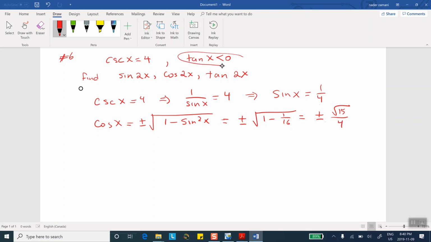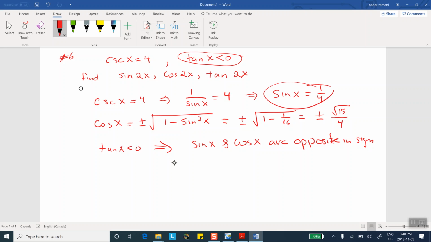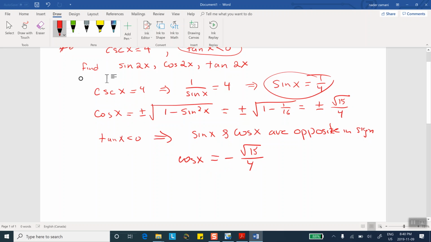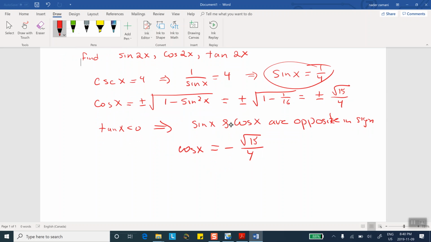Now notice that the fact that tangent of x is negative means that sine x and cos x are opposite in algebraic sign. And because sine of x is positive, cosine of x must be then negative root of 15 over 4. Now, this is not what I was asked to find. I was asked to find sine of 2x, for example.